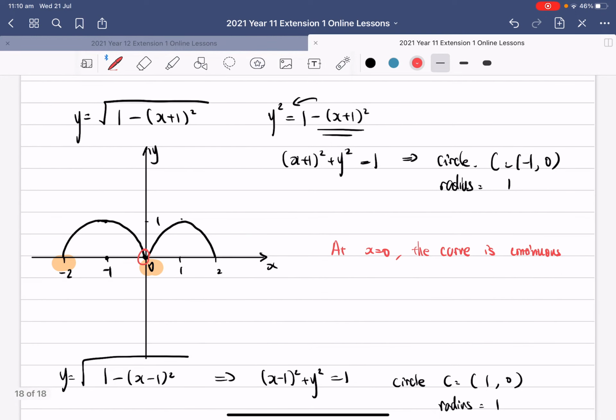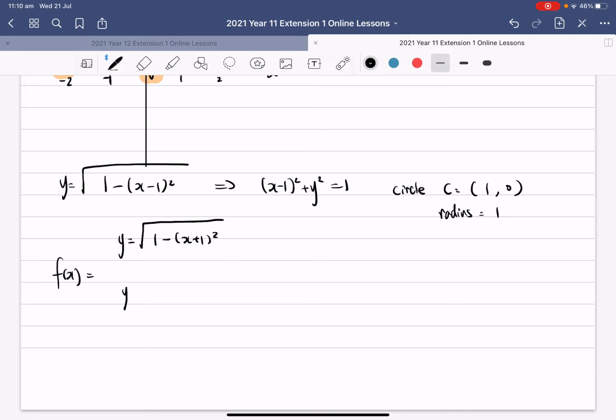In order for us to prove this, we can find the derivative of the function. So we have f(x) equals y equals the square root of 1 minus (x plus 1) squared, and y equals the square root of 1 minus (x minus 1) squared. If we want to find a derivative, the first thing we do is change the square root. Instead of a square root, we can write it to the power of half, like this, and to the power of half as well.